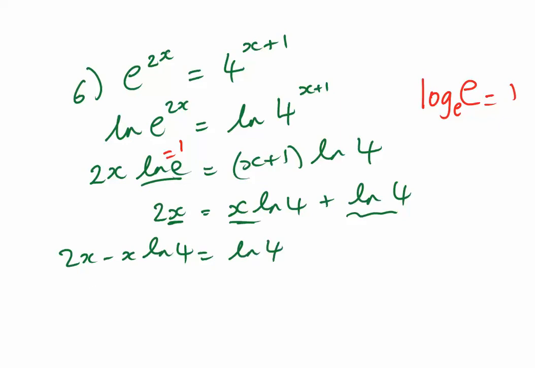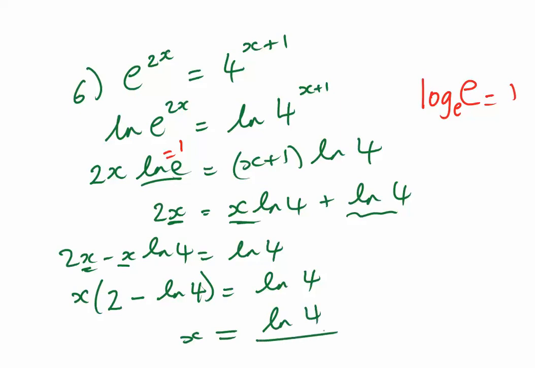And then just as before, let's factorize. Common factor of x here. Take an x outside: 2 subtract log 4 is equal to log 4. Let's divide through by this now, and I'm left with log 4 divided by 2 minus log of 4. Now in some questions you might be required to leave it in terms of a log. In other questions you might be required to work out what that is as a decimal. So let's just imagine we're asked to work out what it is as a decimal.